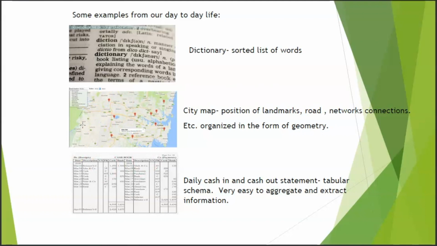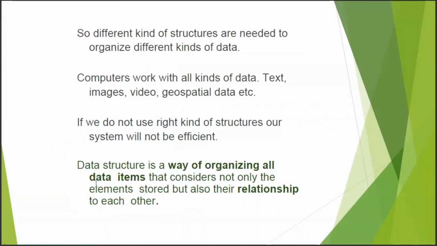And then a tabular schema, very easy to aggregate and extract information. So different kinds of structures are needed to organize different kinds of data. Computers work with all kinds of data: texts, images, videos, geographical data, etc. If we do not use the right kind of structure, our system will not be efficient. So data structure is the way of organizing all data items that considers not only the elements stored but also their relationship to each other, right?